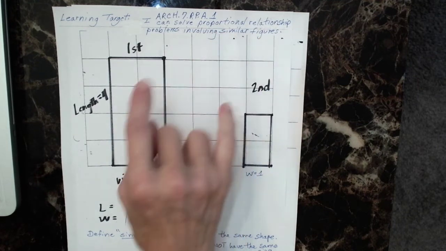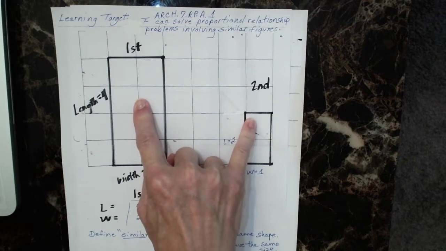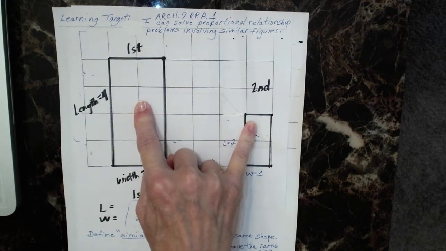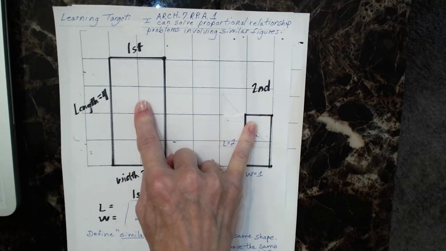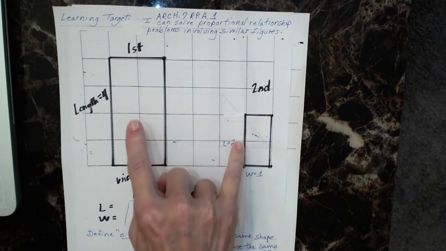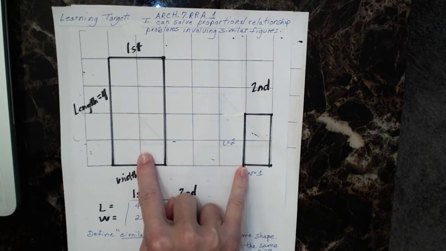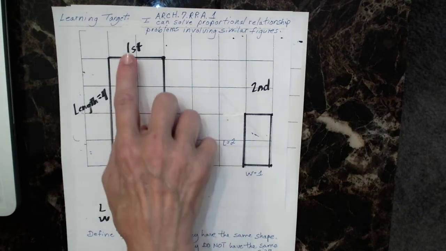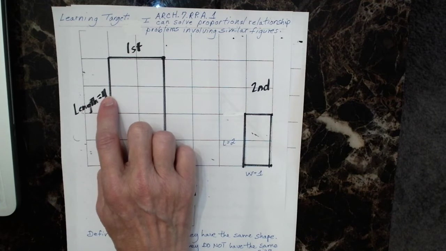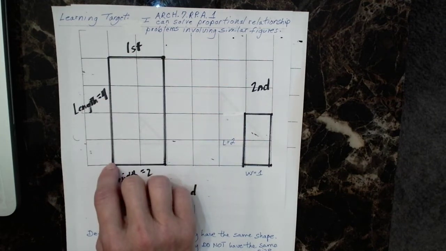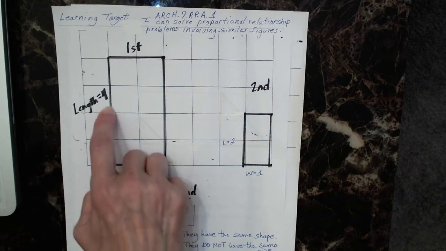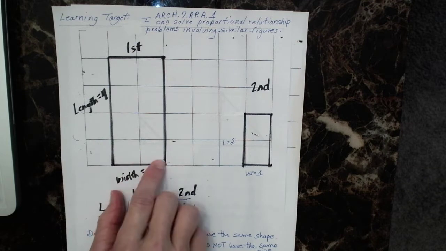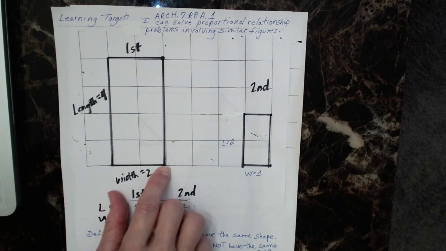So first of all, we're going to look at two similar figures and determine how they can form a proportional relationship. And I will take you through step by step. So we're looking at two rectangles. The first rectangle has a length of 4 units, or in this case squares. So we can count starting from the bottom, 1, 2, 3, 4, and prove there's 4. And 1, 2, it has a width of 2 squares.